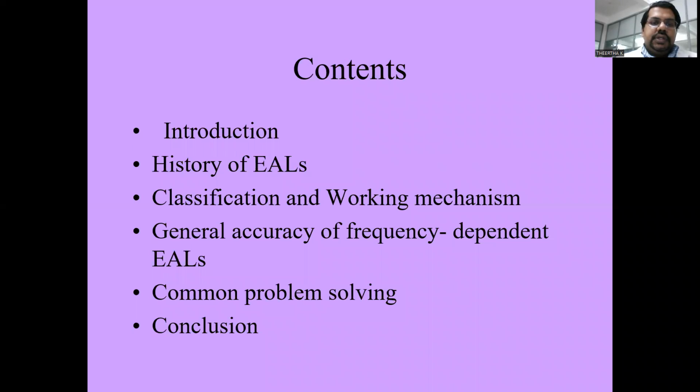We'll be going into introduction, history of electronic apex locators, classification and working mechanism of each generation, general accuracy of frequency-dependent electronic apex locators, common problem solving, and what are the other uses of electronic apex locators, and conclusion.